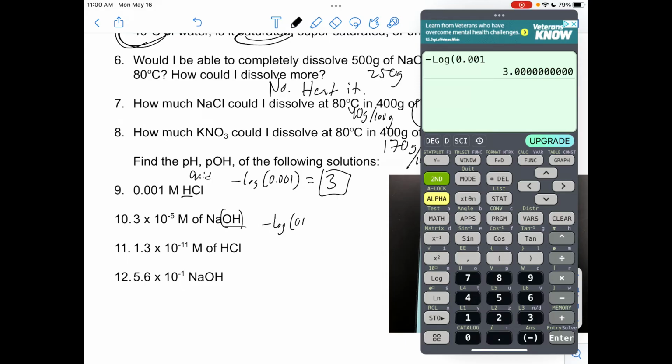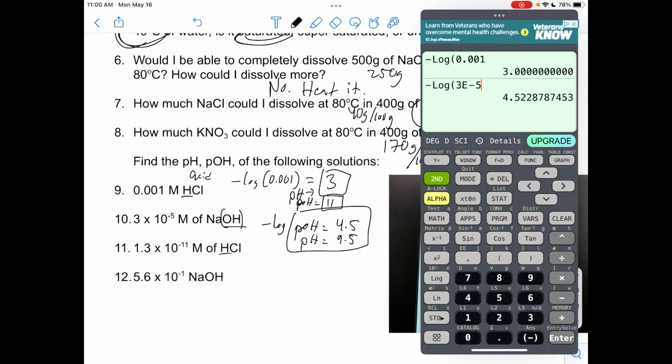Okay, this guy, now notice this would be of OH, so the negative log of OH is going to give me the pOH. I take the negative log, which is fine. So let's do that. Negative log of 3e negative 5. So actually this is pH, pOH is 14 minus 3, so 11. Okay, so the negative log of that would be the pOH. pOH is 4.5, so that means the pH of this NaOH would be 9.5.